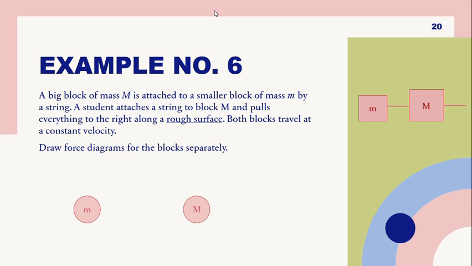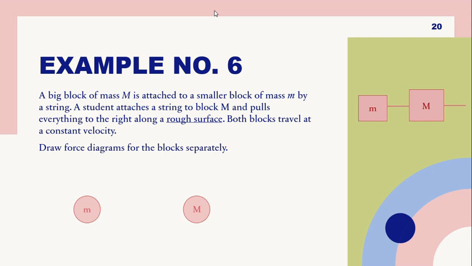Example number 6. A big block of mass big M is attached to a smaller block of mass little m by a string. A student attaches a string to the block of mass big M and pulls everything to the right along a rough surface. Both blocks travel at a constant velocity. Draw force diagrams for the blocks separately.